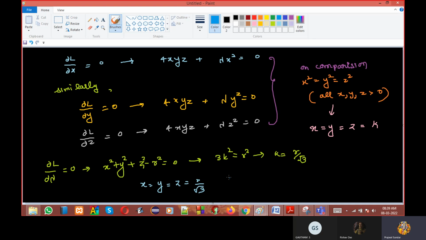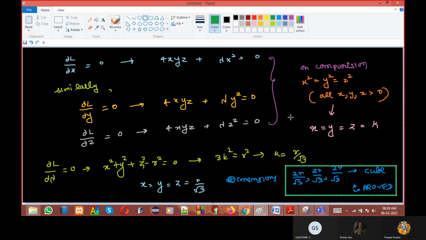And what are the dimensions now? The dimensions are 2x, 2y, 2z, that is 2r by root 3, and they are equal, no? So they form a cube. Therefore proved. That's it, simple. Concept over. This is how you do the Lagrange method. Lagrange also I finished.